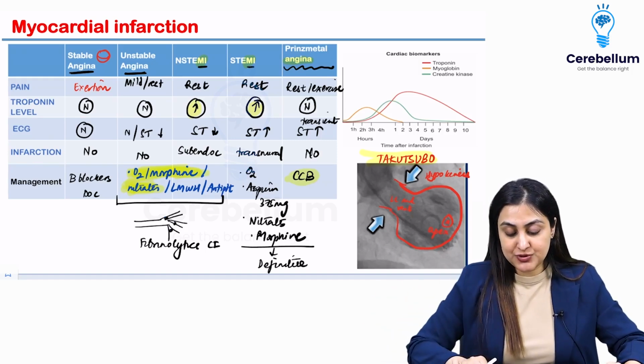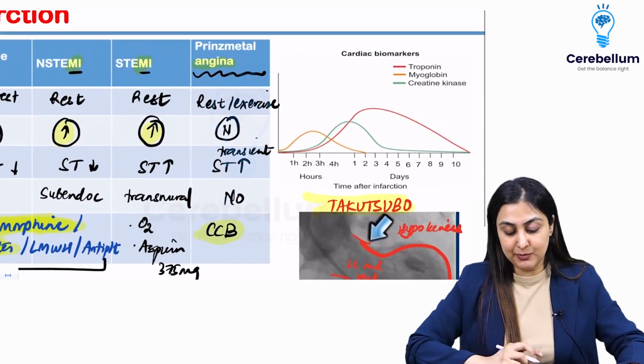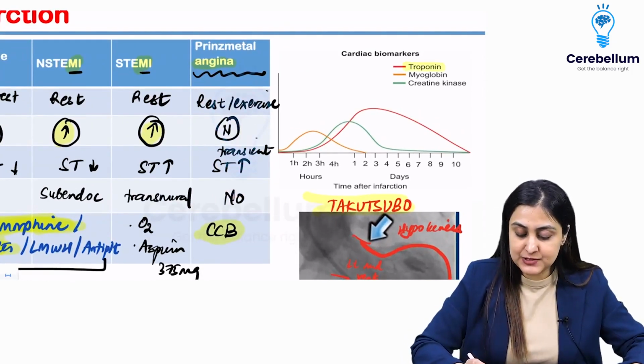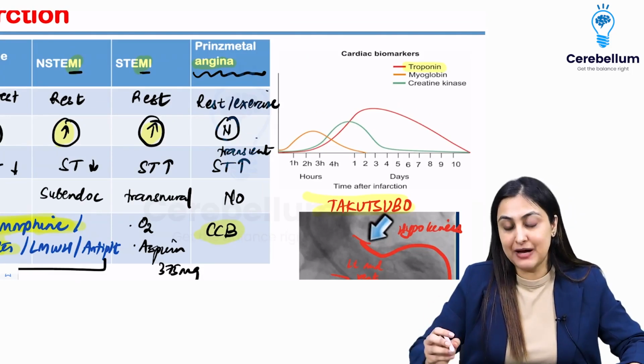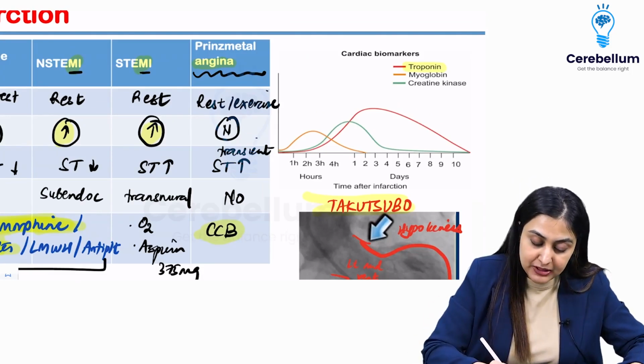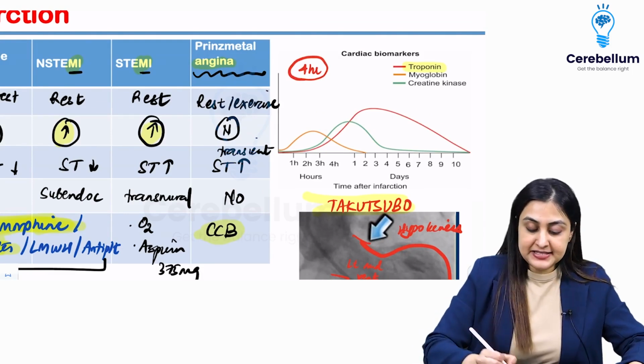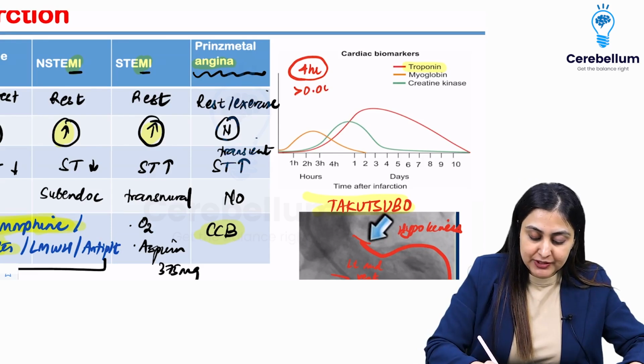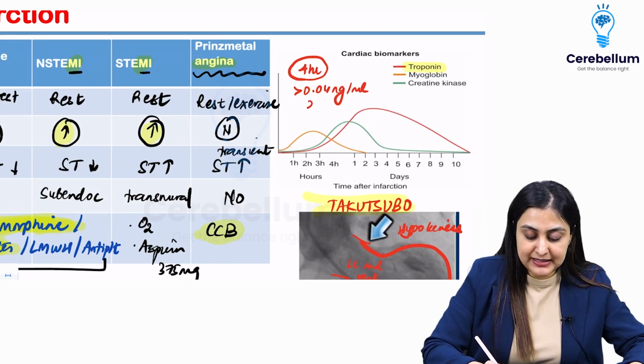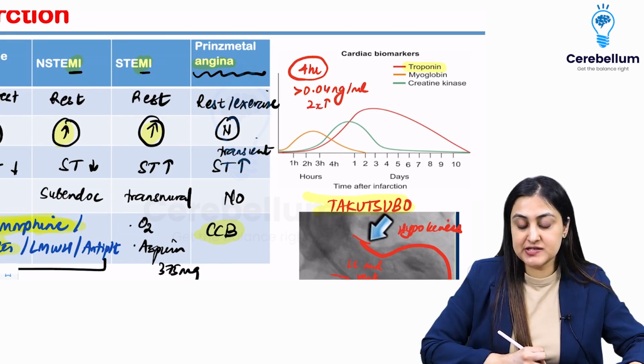So before I go to STEMI, let's just address the biomarkers. The most reliable, as we have seen, is troponin. This is the best biomarker that we have. Remember that it starts increasing beyond 4 hours. From 4 only you can remember this is 0.04 nanogram per ml. The rise should be at least 2 times more than this. So this is about troponin.